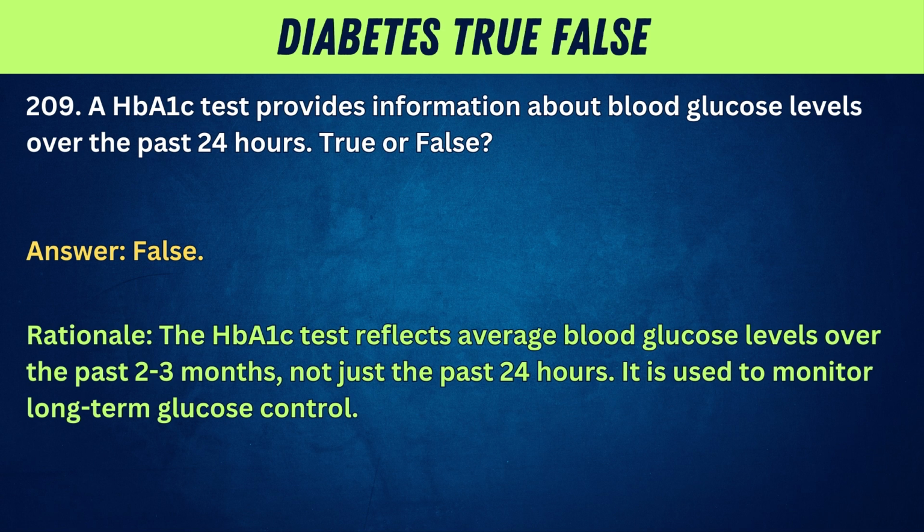209. A HbA1c test provides information about blood glucose levels over the past 24 hours. True or false? Answer: false. Rationale: the HbA1c test reflects average blood glucose levels over the past 2 to 3 months, not just the past 24 hours. It is used to monitor long-term glucose control.